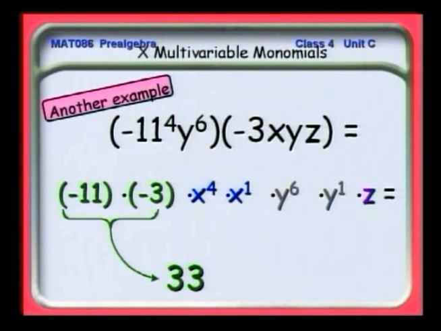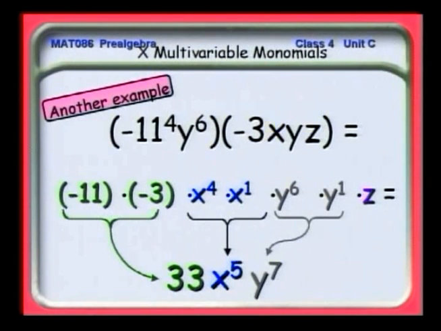X to the 4th times x to the 1st power is x to the 5th. Y to the 6th times y to the 1st is y to the 7th. And I have the z by itself, so I don't need to multiply it by anything. It just goes down there since it's multiplied by the whole thing. I don't need to do any of the coefficient operations on it. The final result is 33 x to the 5th y to the 7th, z.